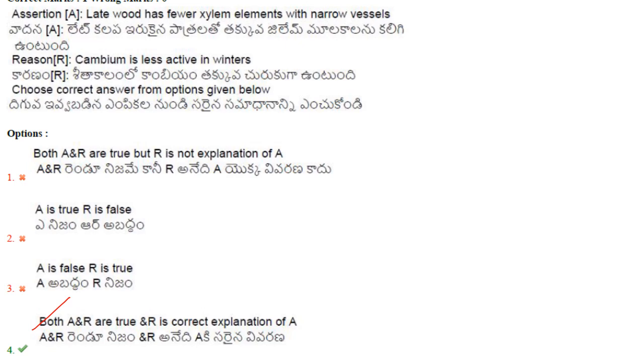Now cambium is less active in winter. So the cambium is a layer of actively dividing cells between xylem and phloem, and it is responsible for the formation of new xylem cells. During winters, cambium becomes less active due to the colder temperatures, and this reduced cambial activity leads to the formation of narrower vessels or fewer ciliary elements in late wood. So both A and R are true, and R is the correct explanation of A.